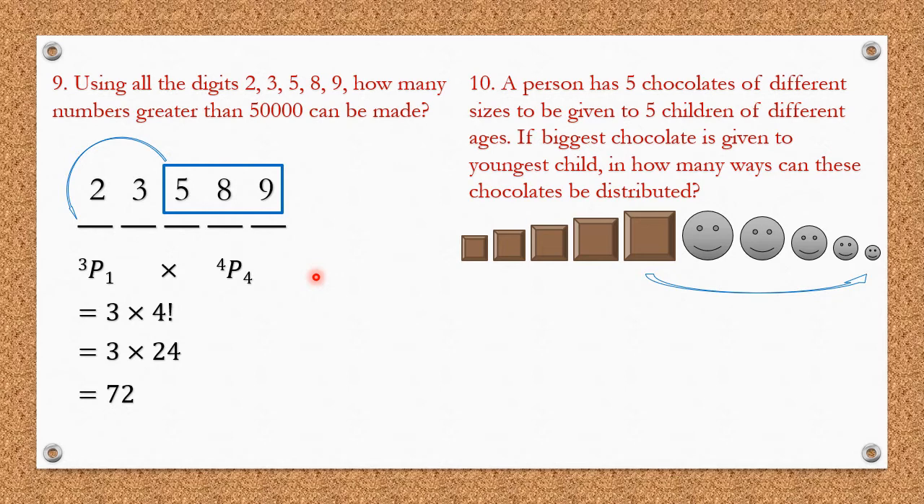So that means the first chocolate, this big one, is to be given to one child, which makes it 1P1, and the remaining 4 chocolates are to be given to the remaining 4 children, which makes it 4P4. It's as simple as that. So 1 into 4 factorial is simply 24. So the answer here is 24. When we give the biggest chocolate to the youngest child, we get 24 ways of distributing these 5 chocolates among these 5 children. It was a simple question, not a big one.